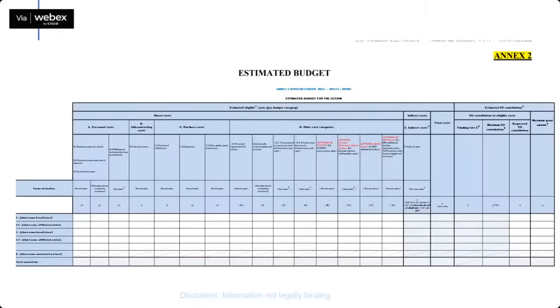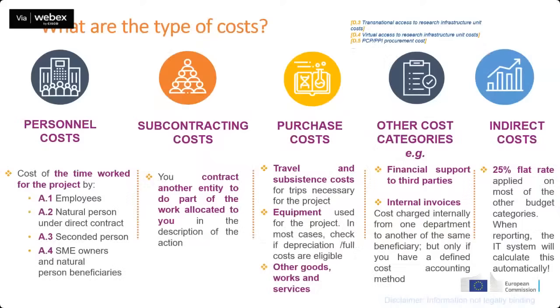This is just a screenshot of the estimated budget. It's very small, I know, but you have in mind what you will find in your grant. Okay, and now we're going to break down the types of cost that we will have in the grant agreement. So these are the main cost categories. We first have the personnel costs. We will talk about it in a few moments.